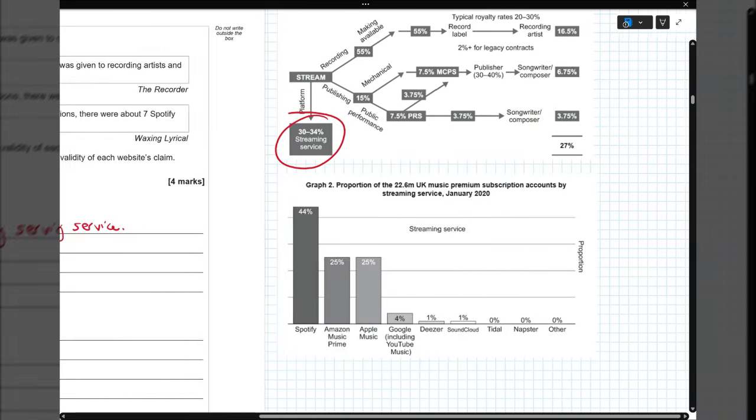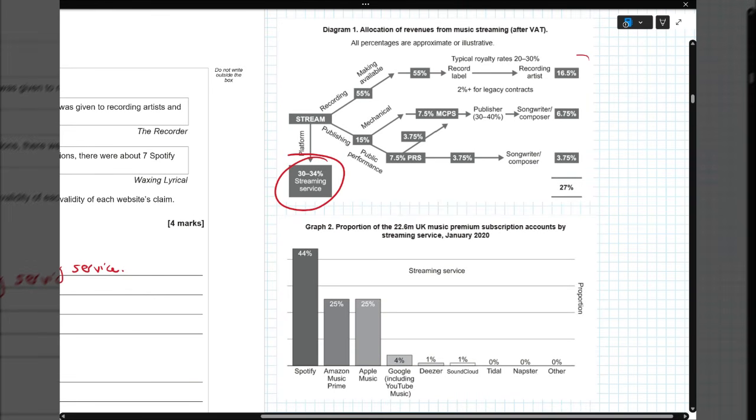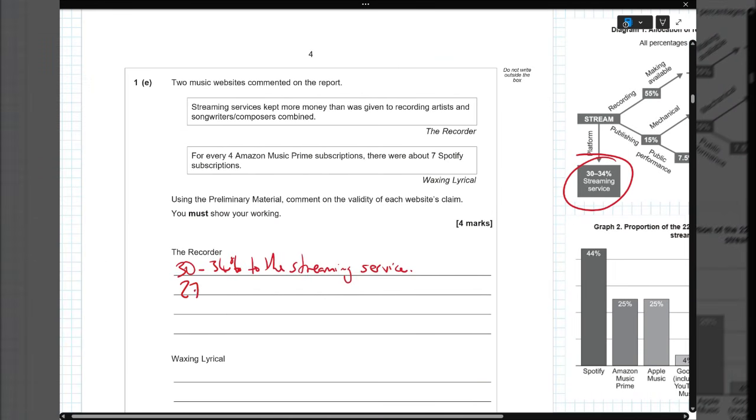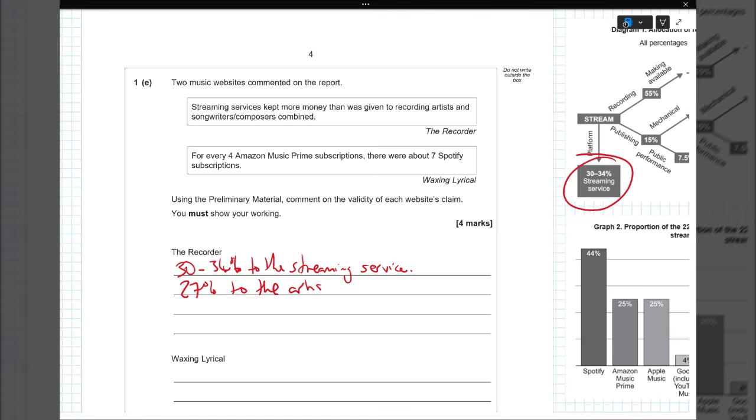And then when we look across here, this 27 is a sum of these three. So it looks like 27% is going to the artist. And therefore this statement is true. My handwriting's getting terrible. That's not even words. Is true.